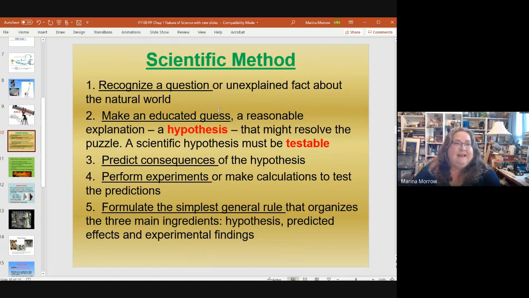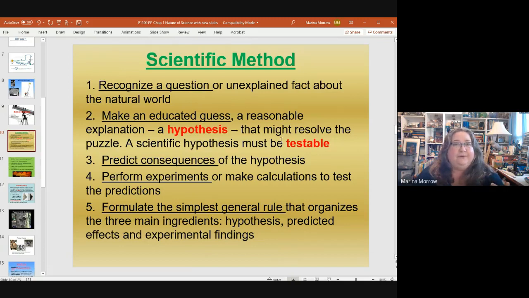Well, the scientific method says the next step would be to come up with an answer, an explanation, an educated guess, meaning using your best knowledge. So I might say, well, the sky is blue because oxygen atoms are blue. So showing my knowledge that the air has oxygen in it. Okay, so it has to be a reasonable explanation. That's called a hypothesis.